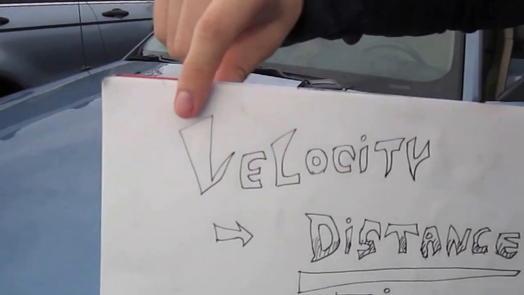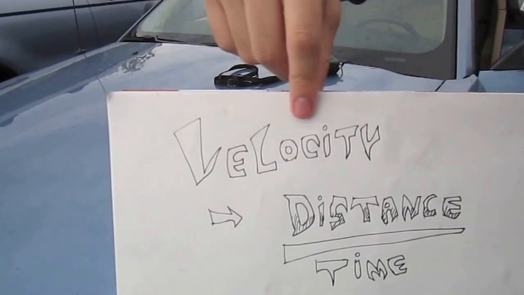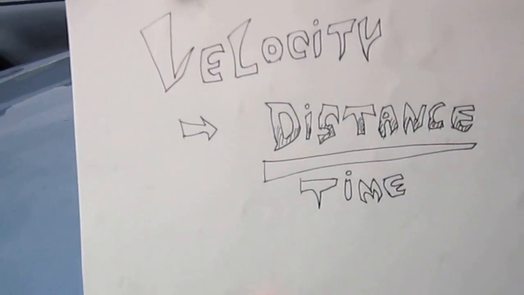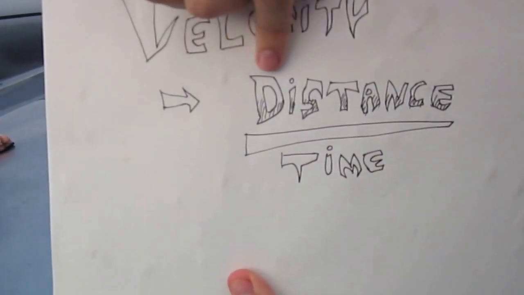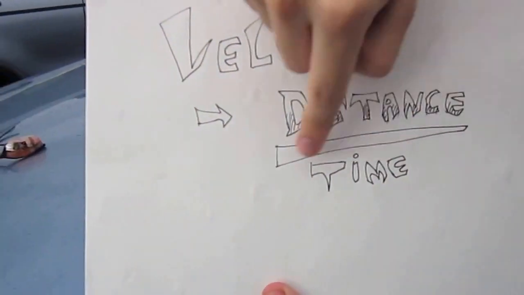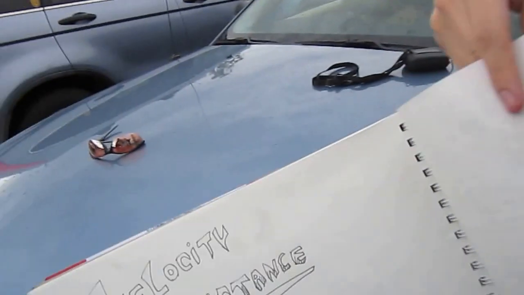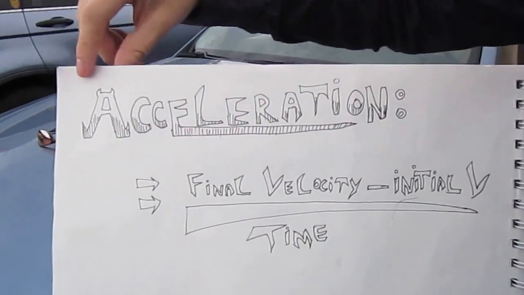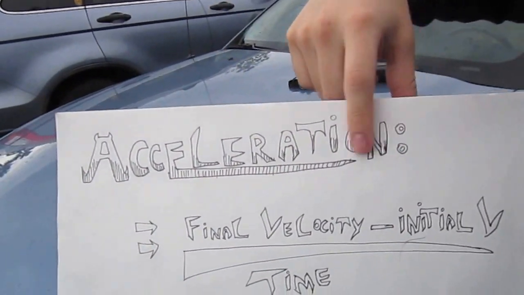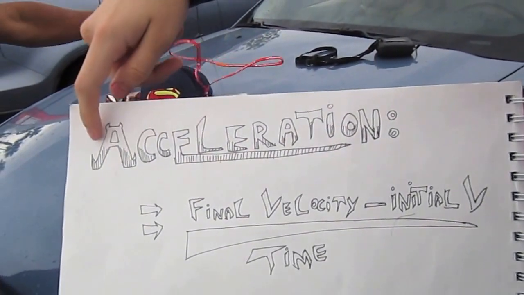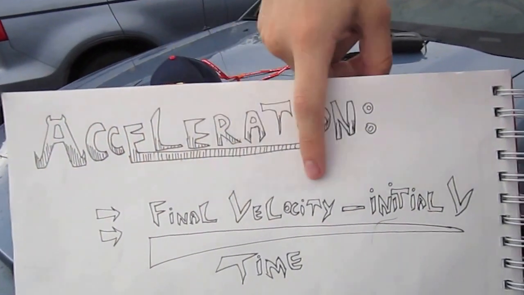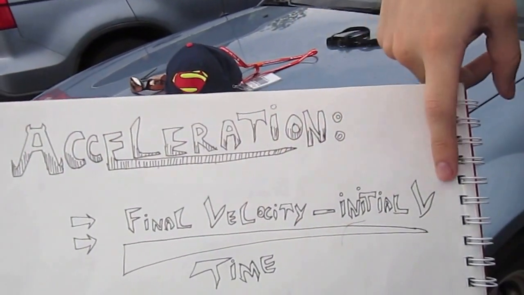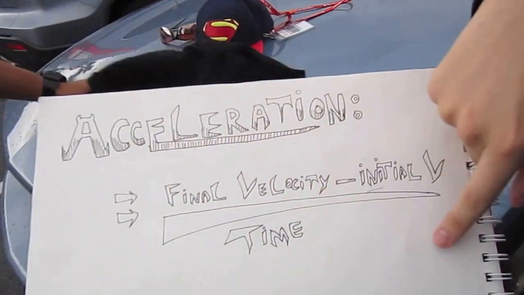Alright, so velocity is the speed of something in a given direction, and this is the formula for velocity. It is the distance traveled divided by the time of travel. Now, acceleration. Acceleration is the rate of increase of speed of something. And the formula is the final velocity minus the initial velocity, divided by the time of travel.